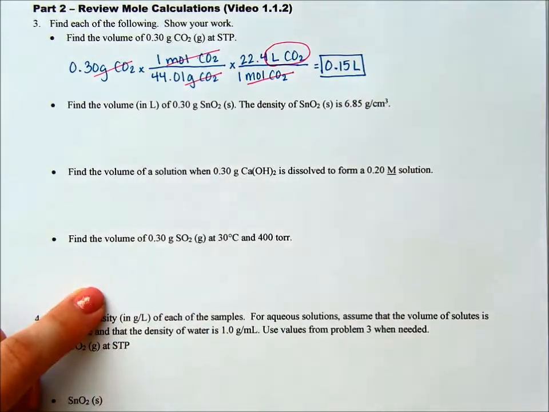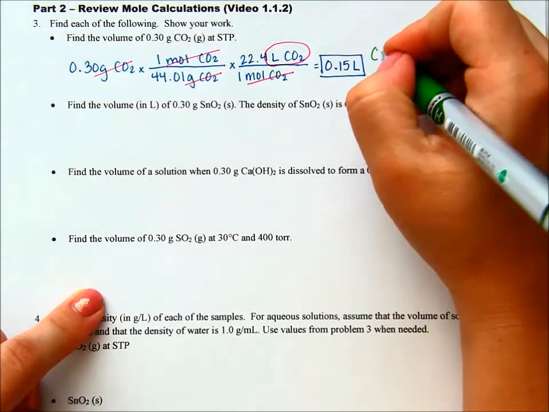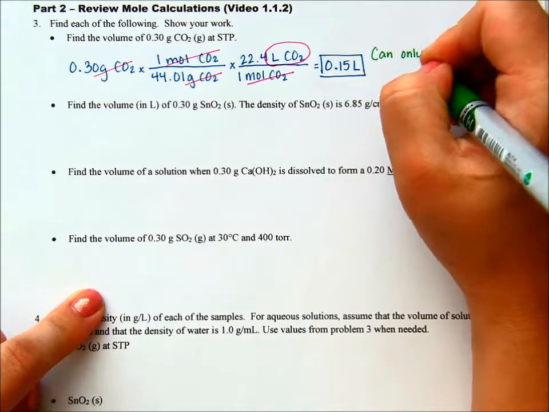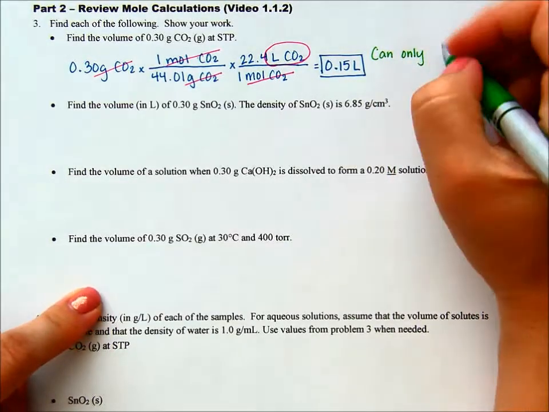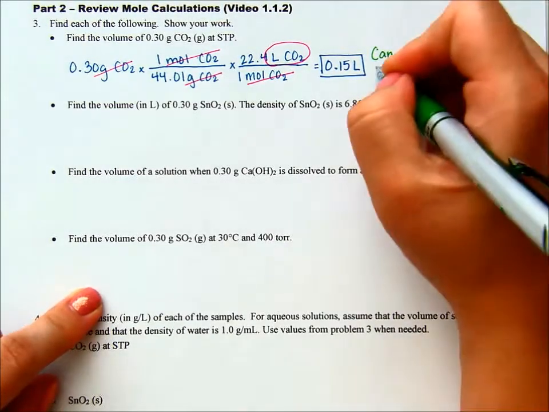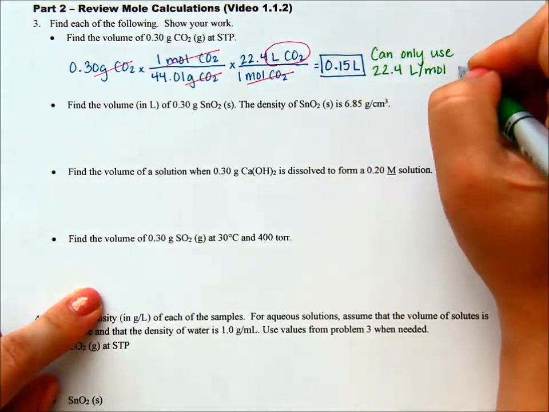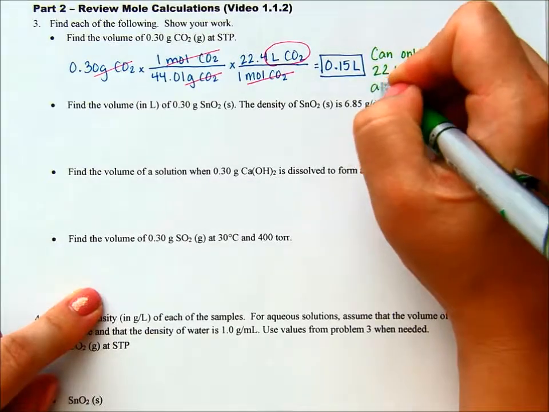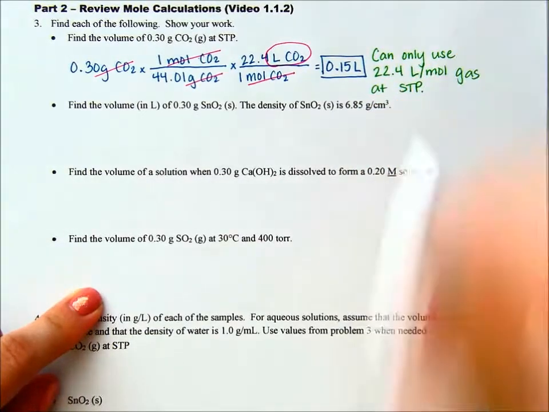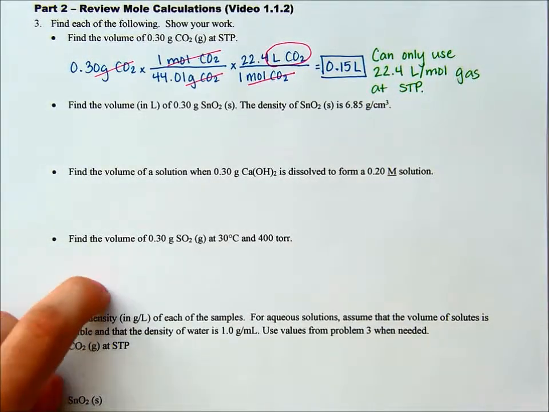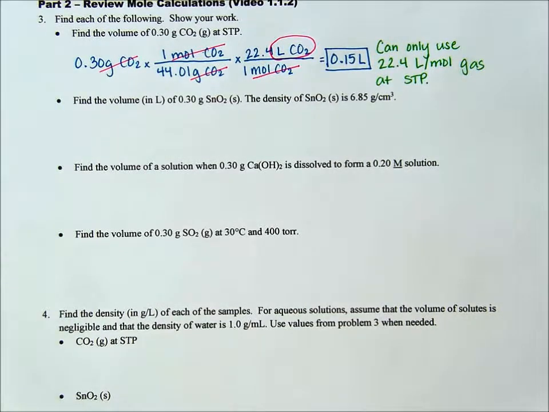Now, just a quick note, so write this down for yourself for later when you're working on homework. You can only use 22.4 liters per mole of gas at STP. If you have any other conditions other than STP, so remember that standard pressure is 1 atmosphere, 760 torr, and your standard temperature is 0 degrees Celsius. If you have any other temperature or pressure, you have to use the ideal gas law.